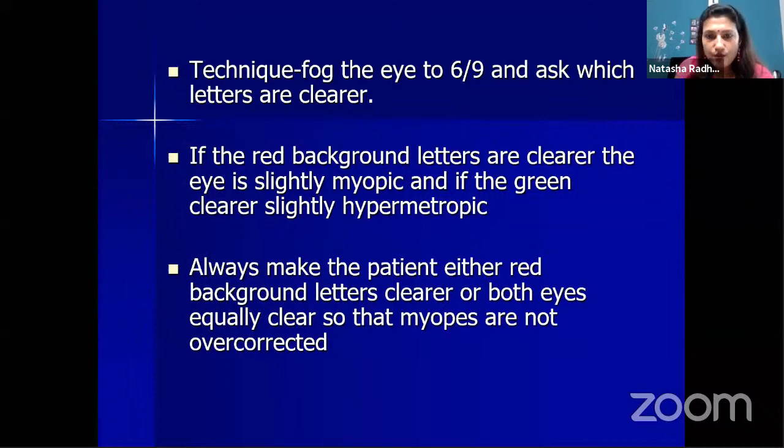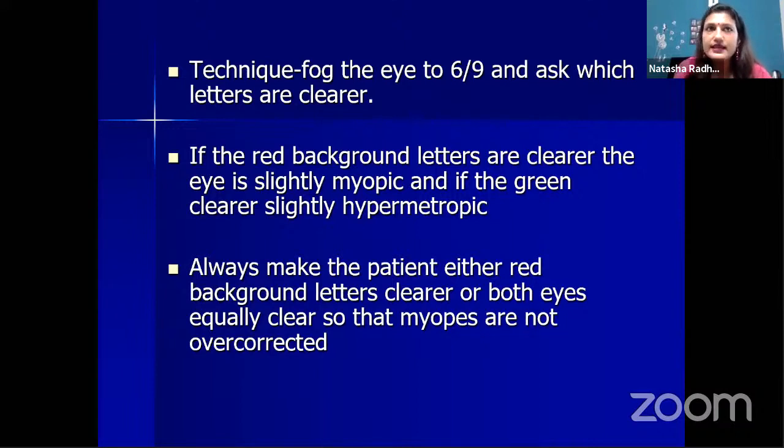If the patient is a myope and you have given him so much correction that you have made him slightly hypermetropic, the green will be clearer. Now, for a myopic patient is what the duochrome is most important in, and you have to leave the patient on red clearer or red and green equally clear.